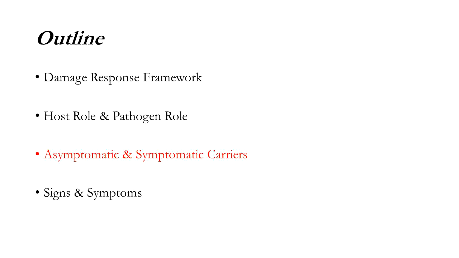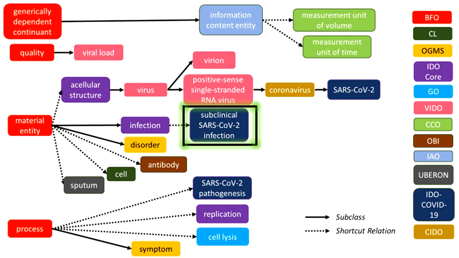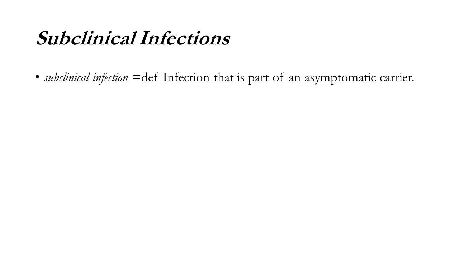We also have room to think about asymptomatic and symptomatic carriers. These are going to be hosts because we want to be able, in the IDO COVID-19 and Vido and other ontologies, to talk about subclinical infections. This is coming up a lot with SARS-CoV-2 and COVID-19. So we need these terms, right? A subclinical infection, we're importing this from IDO. It's an infection that is part of an asymptomatic carrier, and carrier is a type of host.